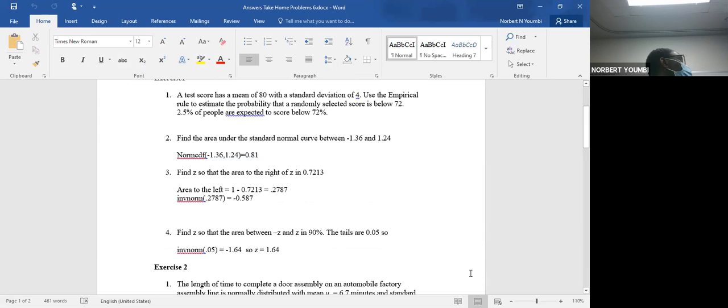Find a z so that the area to the right of z is 0.7213. Because this area is to the right, and your calculator only uses area to the left, you will do 1 minus area to the right to get the area to the left. Area to the left of that value is 0.2787. Using your calculator with 0.2787, you get negative 0.587. When you have area to the right, subtract it from 1 before using it either on Excel or on your calculator.